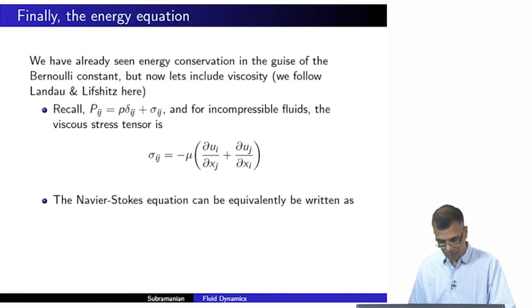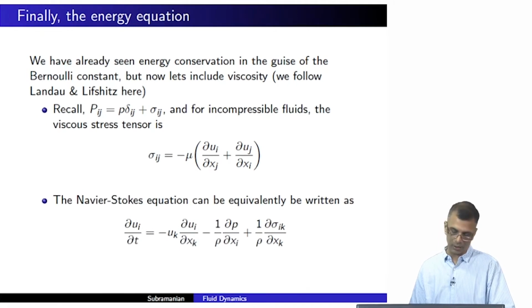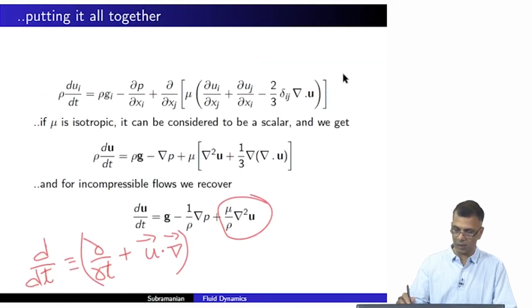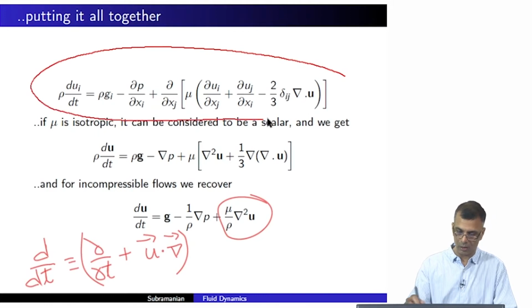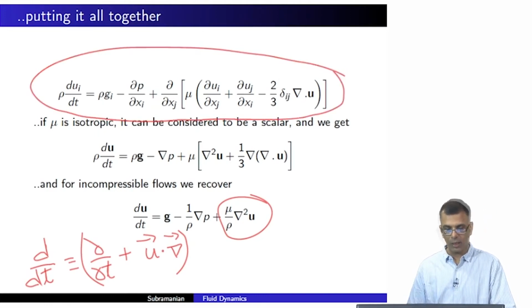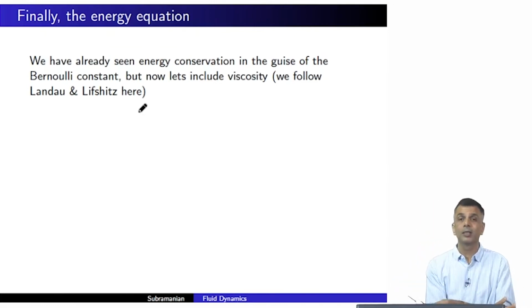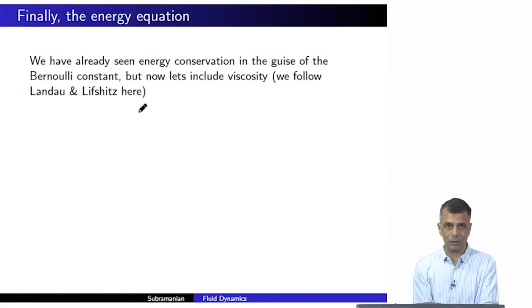And the Navier-Stokes equation can equivalently be written as this. It's really the same as what we wrote down here. It's really the same as this. Okay. Having talked about the mass conservation equation and the momentum conservation equation, mass conservation was simple enough.